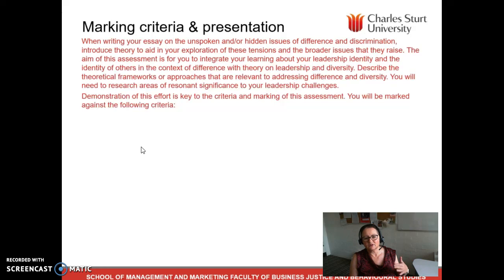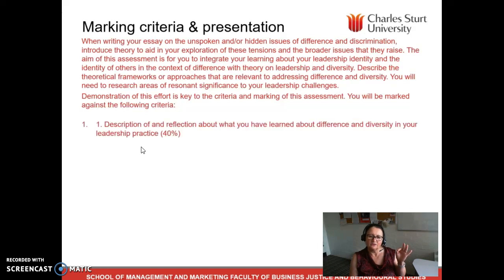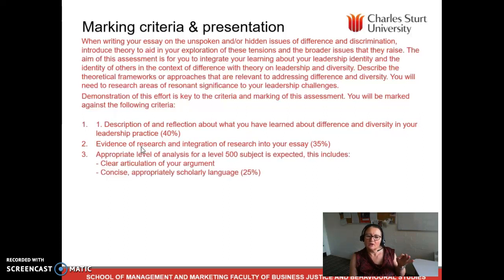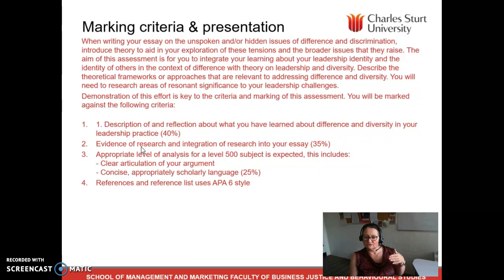Demonstration of this effort is clear to the criterion marking of this assessment. You will be marked against the following criteria. So first of all, description of and reflection about what you have learned about difference and diversity in your leadership practice, evidence of research and integration of research into your essay. Appropriate level of analysis for a level 500 subject is expected, which includes clear articulation of your argument using concise, appropriate scholarly language, and references list using APA 6 style.